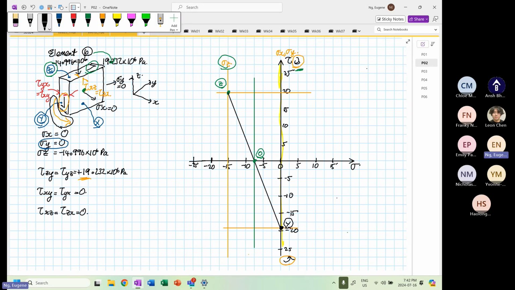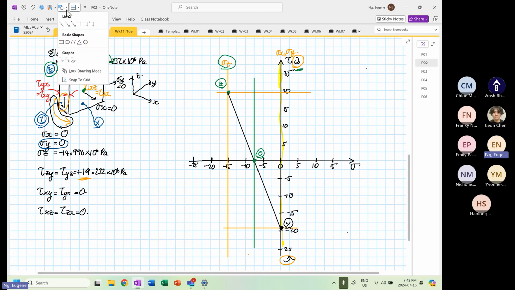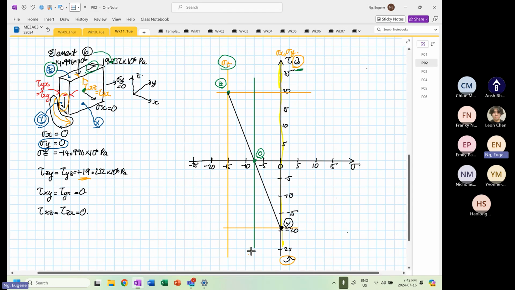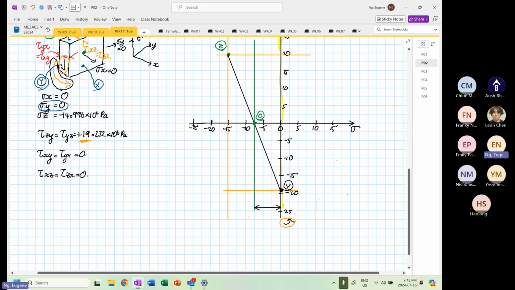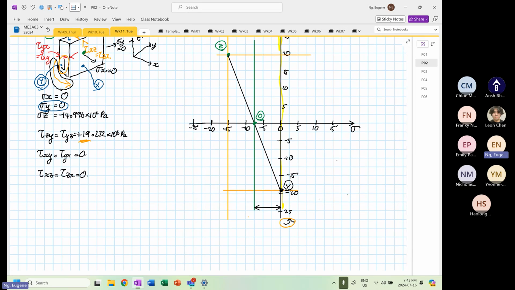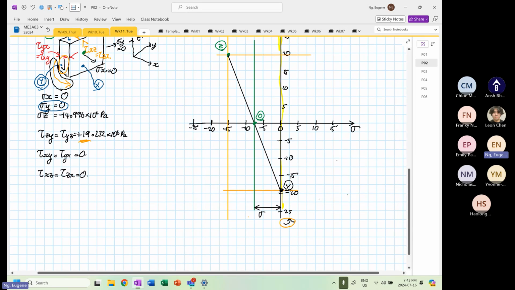From here, we can determine a value over here, the distance from 0 to point O, or point O to 0, the center of the circle. This is known as our stress average.